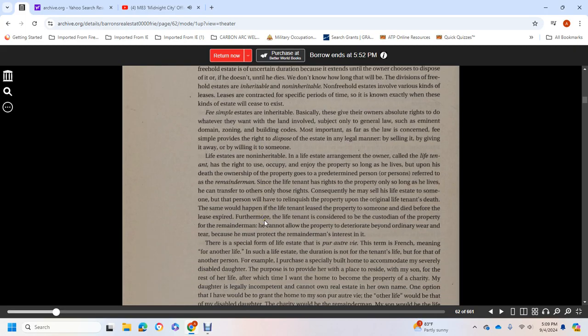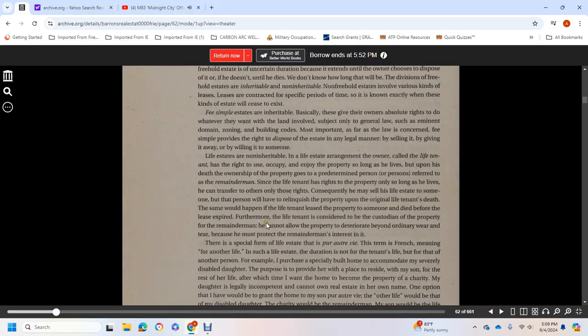Life estates are non-inheritable. In a life estate arrangement, an owner called the life tenant has the right to occupy and enjoy the property as long as he lives, but upon his death, ownership of the property passes to a predetermined person or persons referred to as a remainderman. Since the life tenant has rights to the property only so long as he lives, he can transfer to others only those rights. Consequently, he may sell his life estate to someone, but the person who bought it must relinquish the property upon the original life tenant's death.